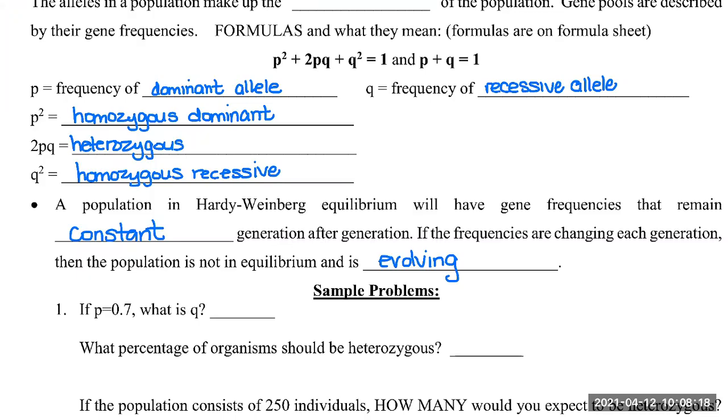But what the formula sheet does not give you is this part here, that P squared is the frequency of the homozygous dominant, 2PQ is heterozygous, and Q squared is homozygous recessive. This you really have to memorize. If you don't know this, you won't be able to answer most of the questions that they ask you. So be cognizant that you're not going to be given that piece of information on the formula sheet. So let's take a look at these sample problems from the notes.